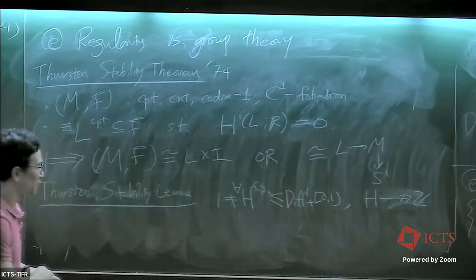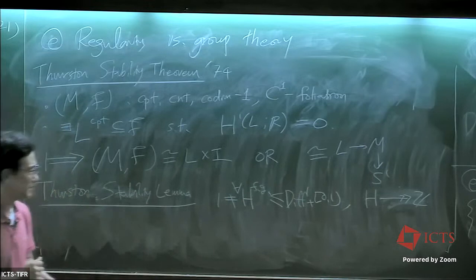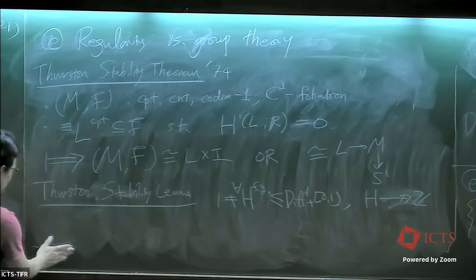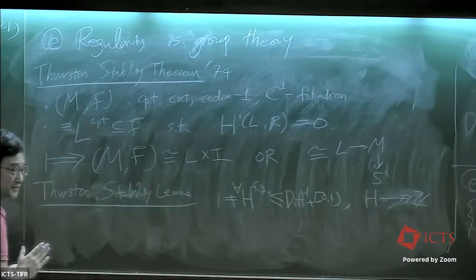Right. So for example, you can consider Thompson's group or something. Any group that can be embedded into the C^1 diffeomorphism group of the interval must surject onto Z. So this gives you one necessary condition.